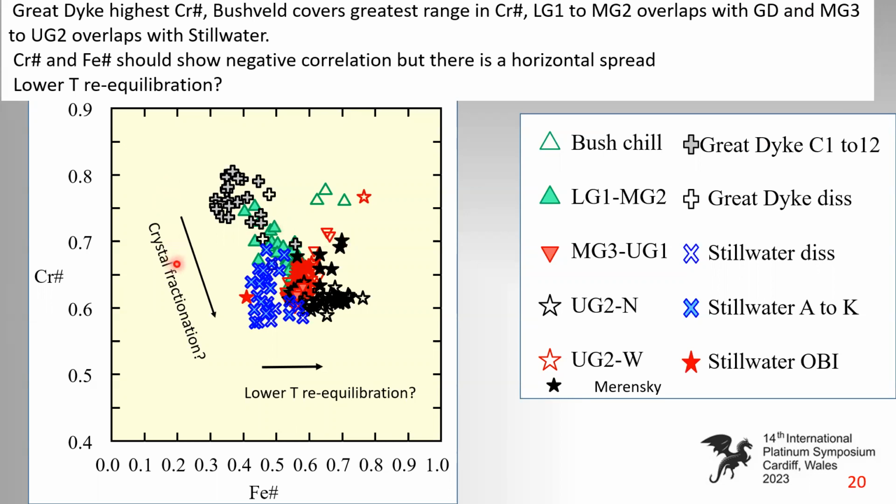So crystal fractionation would take us down here, no problem. But we can see there's quite a lot of spread across on the iron number. So is this due to lower temperature re-equilibration?